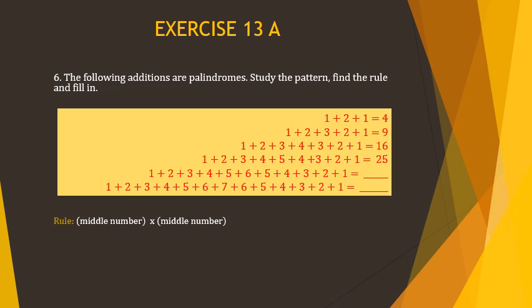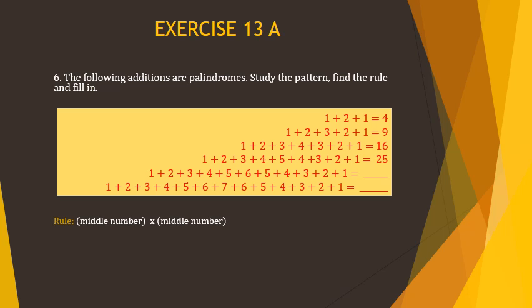So let us find out the rule. The rule is middle number multiplied by middle number, right? So in the first case, the middle number is 2, so we are multiplying 2 by 2. The answer is 4. In the second case, the middle number is 3, so we are multiplying 3 by 3 and we are getting the answer 9. In the third case, the middle number is 4, so we are multiplying 4 by 4 and the answer is 16. So in the same way, we have to find out the last two.